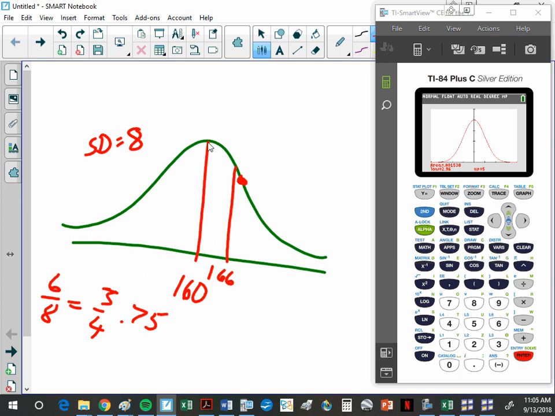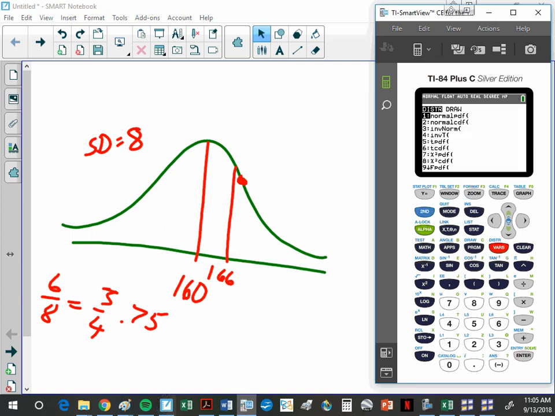So what am I going to plug into my shade norm? From -infinity up to 0.75. And I'm not even going to clear my draw because you can't even see the old picture. So from -infinity to 0.75. And it should stop right before that +1, and I get 77%.